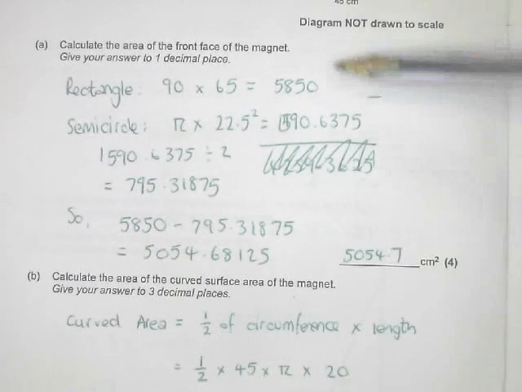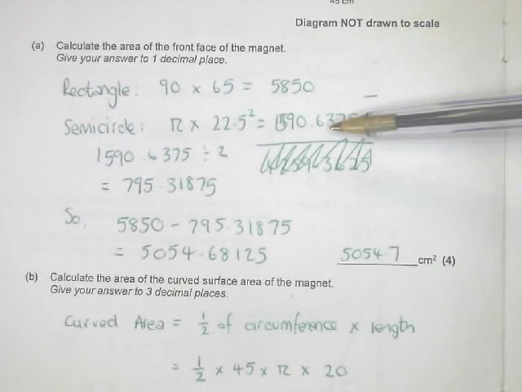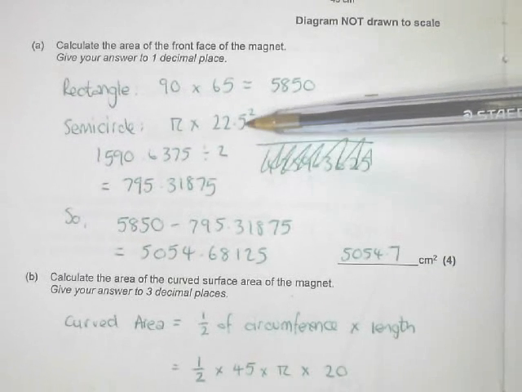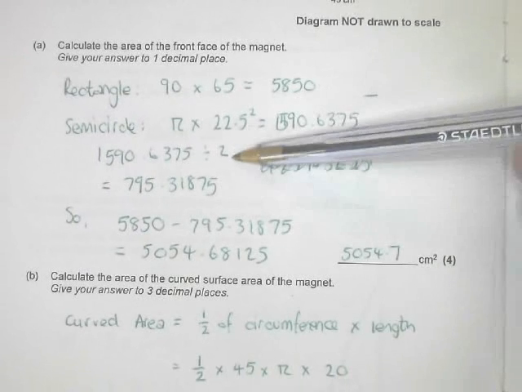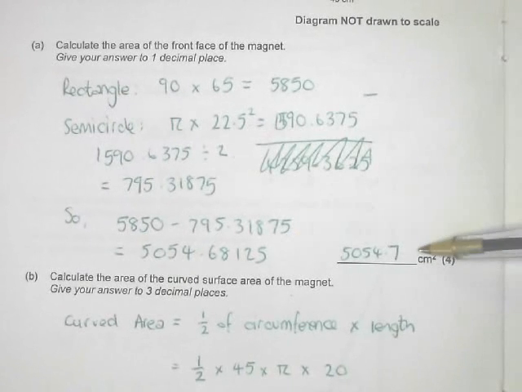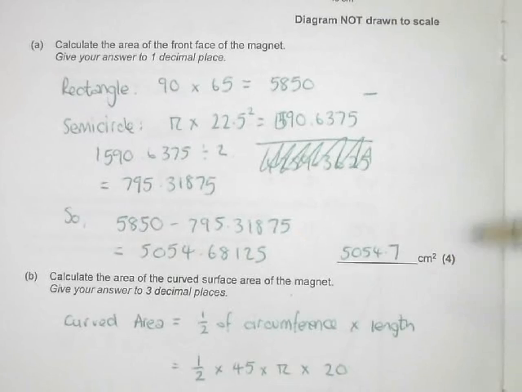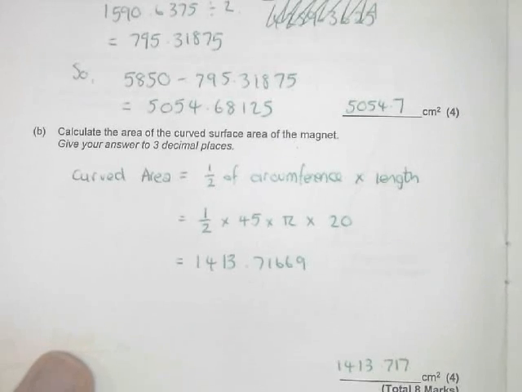It's going to be for us a half times by 45 times by pi, which is the circumference, times by the length 20 gives us this answer, or 1413.717. Question 12.